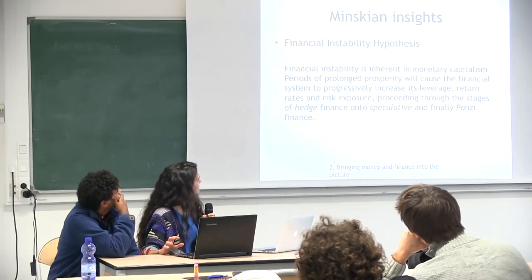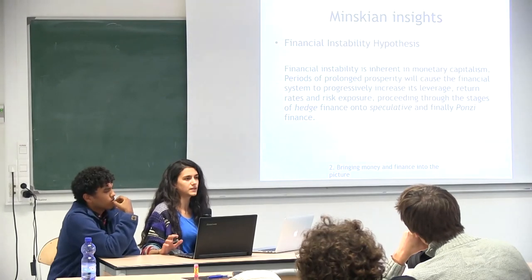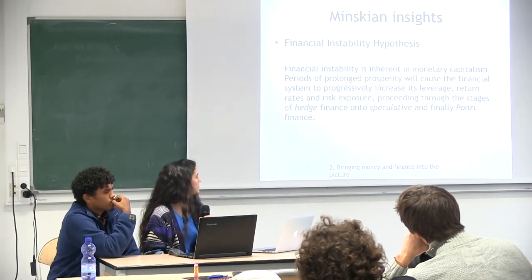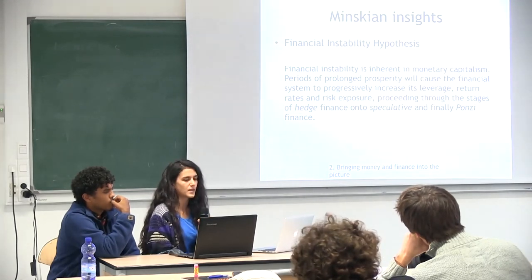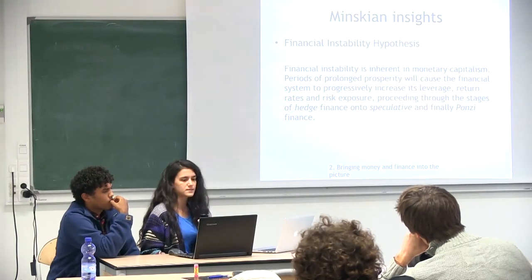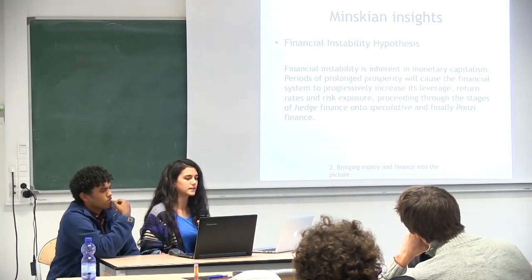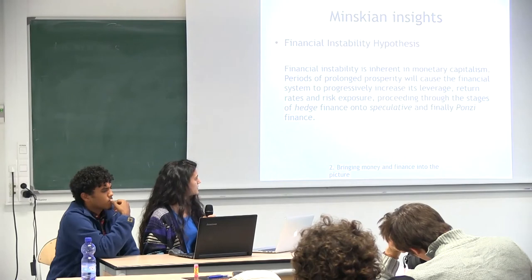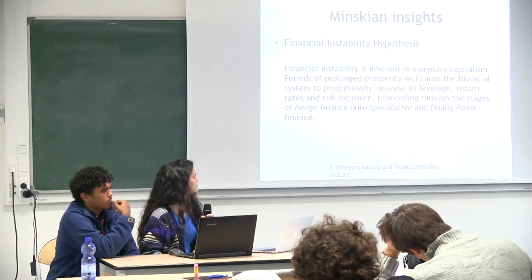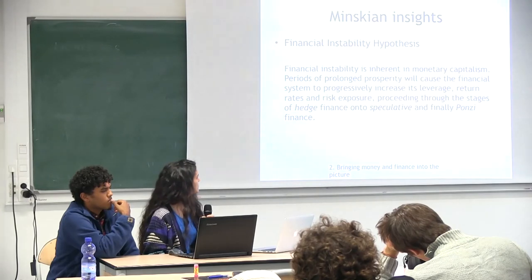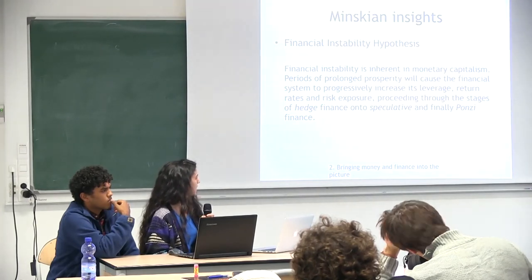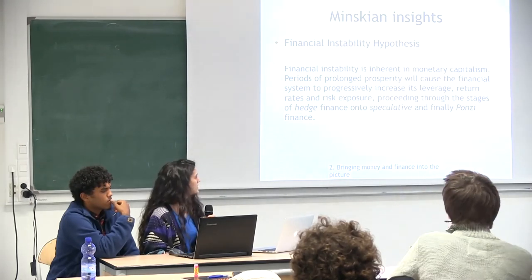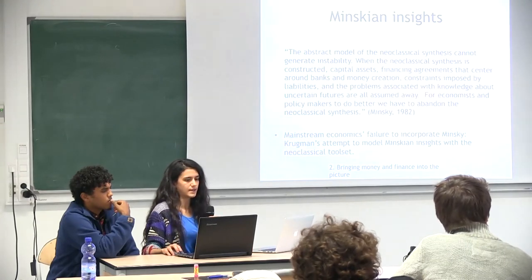The financial instability hypothesis is one of the central theoretical constructs in Professor Keen's work on the role of debt in capitalist monetary economies. The financial instability hypothesis posits that financial instability is inherent in monetary capitalism. Periods of prolonged prosperity will cause the financial system to progressively increase its leverage, return rates, and risk exposure, proceeding through the stages of hedge finance onto speculative and finally Ponzi finance.